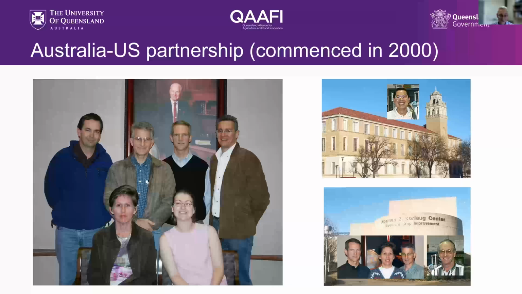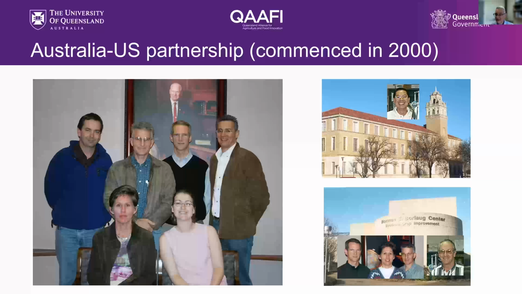This is a photo of David Jordan and I in 2000. We went across to first work with John Mullet and with Bob and Patricia Klein, and Karen Harris as a PhD student there. You can see Norman Borlaug looking over John Mullet's shoulder, because at the time, John was the director of the Norman Borlaug Center for Southern Crop Improvement at Texas A&M.